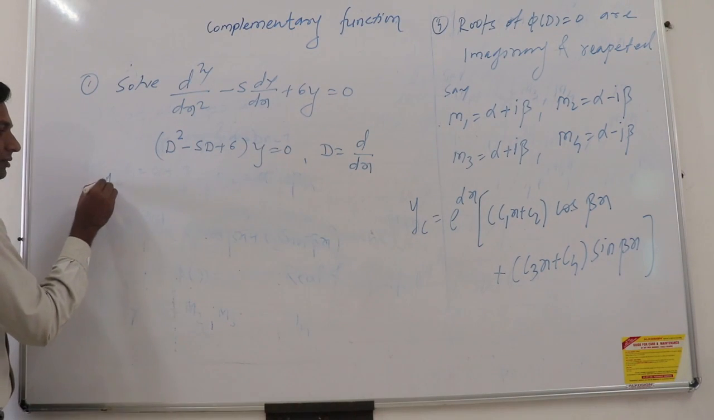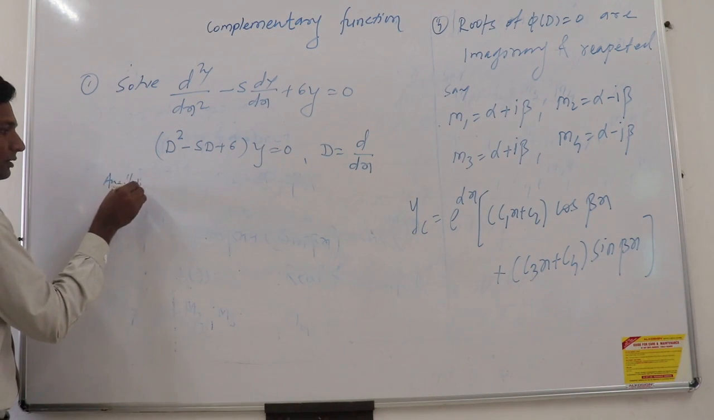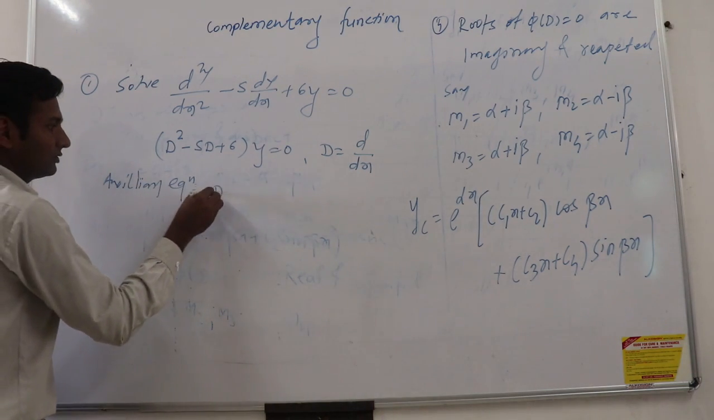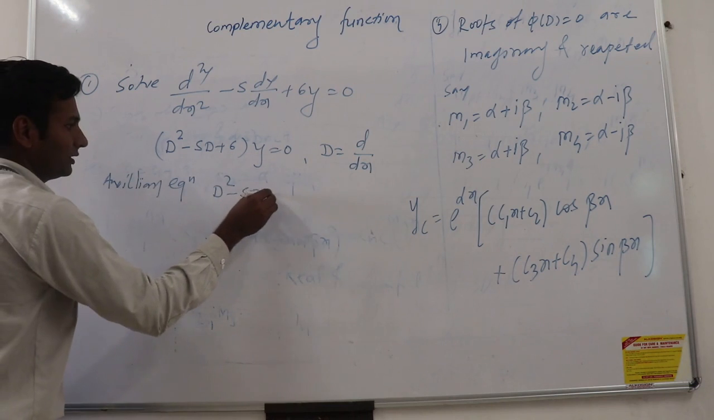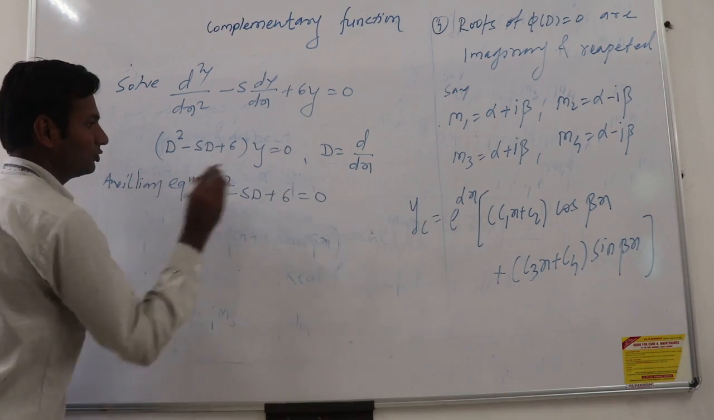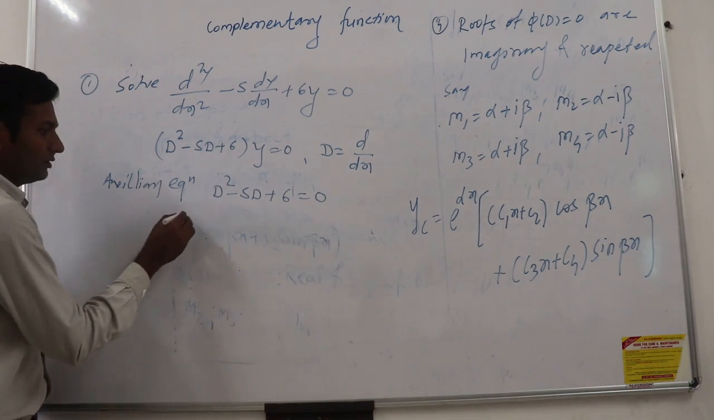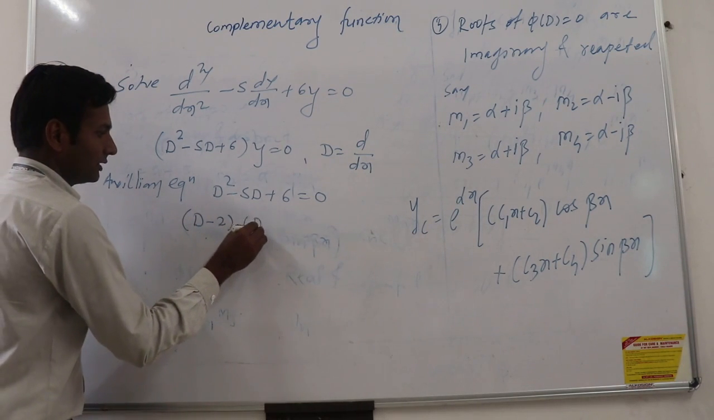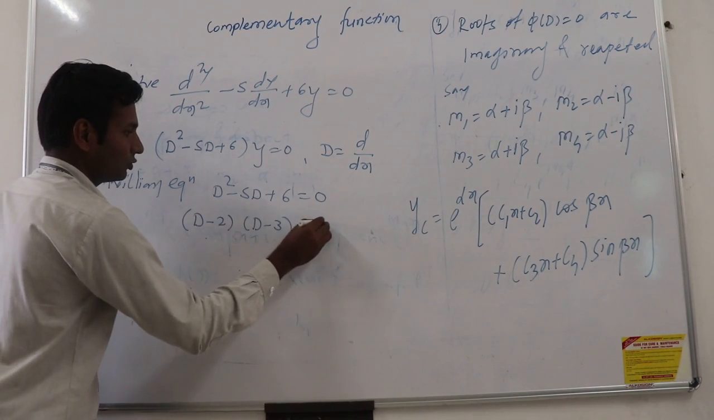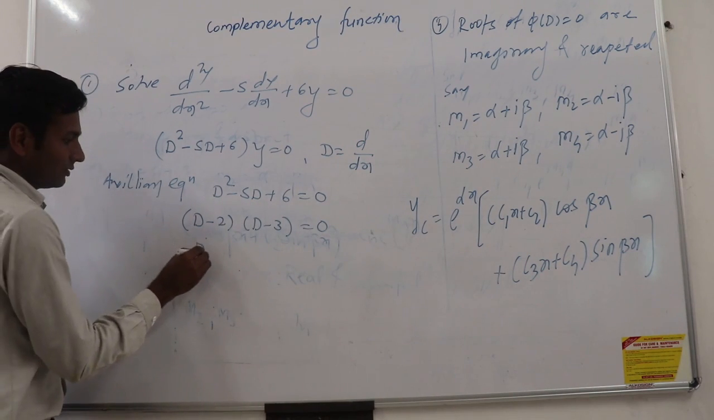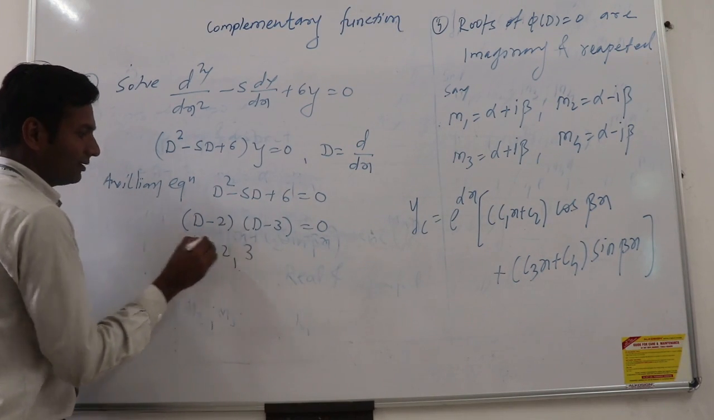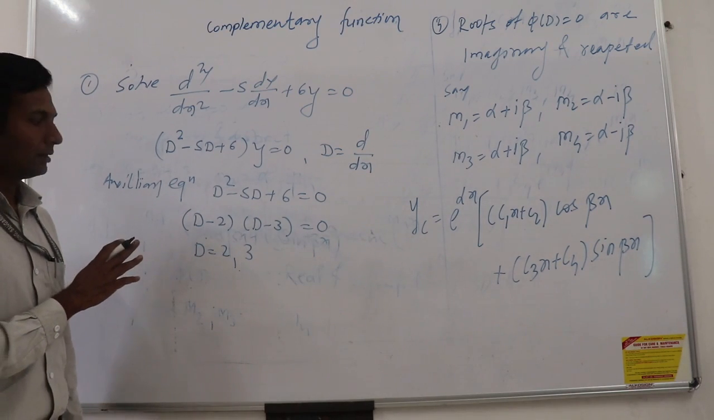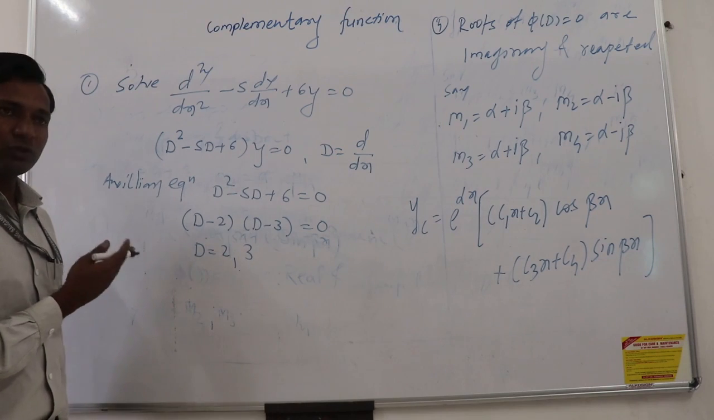Then see that auxiliary equation d square minus 5d plus 6 is equal to 0. Its factors are d minus 2, d minus 3 is equal to 0. Then roots are d is equal to 2 and 3. See that this 2 and 3 both are real numbers and also distinct.